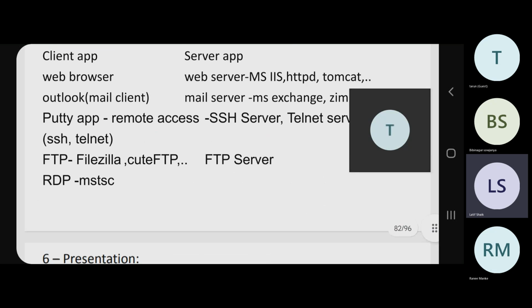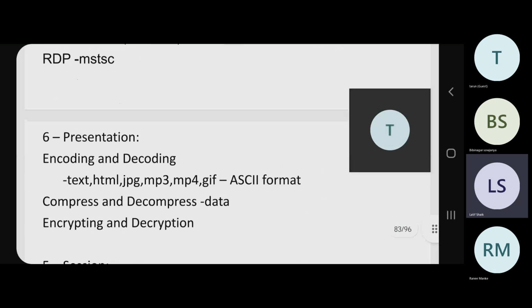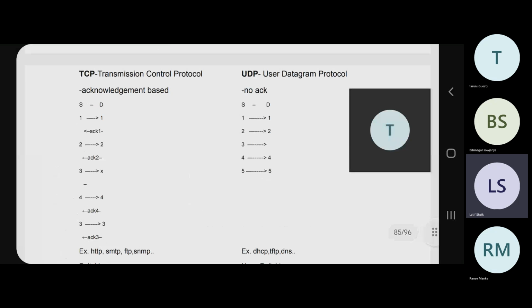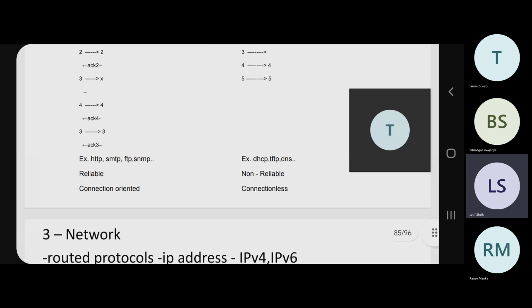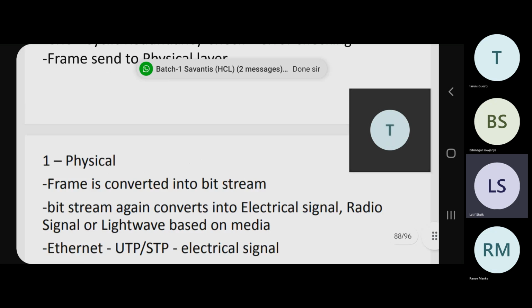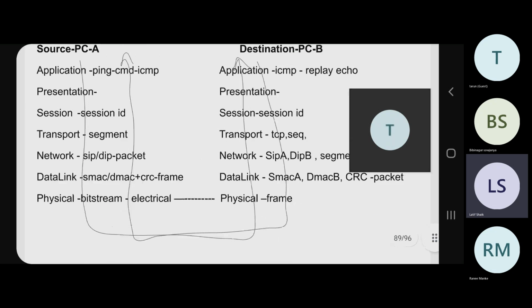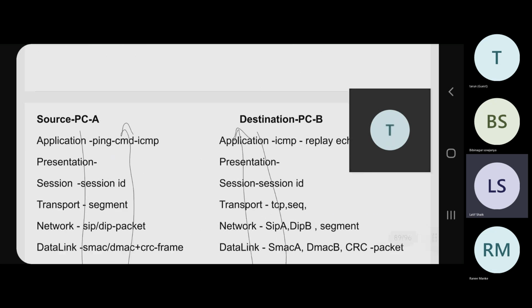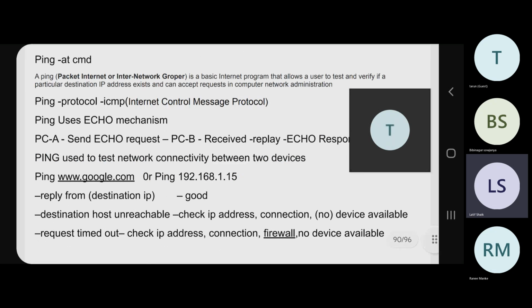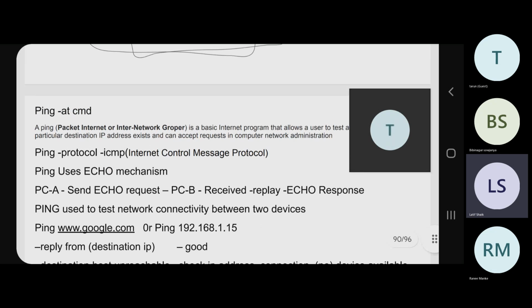And one by one the layer explanation: application layer, presentation layer, transport layer. The difference between TCP and UDP is a common question. What is TCP? What is UDP? What is the difference between TCP and UDP, and the network, data link layer, and physical layer? And matching, like how a packet travels from source to destination and destination to source. And here is the importance of the ping command. What is the use of the ping command?